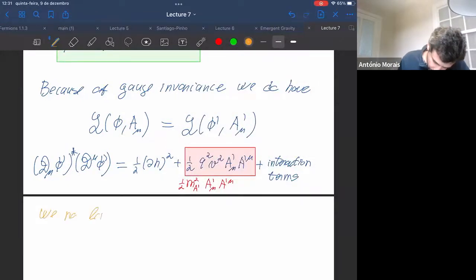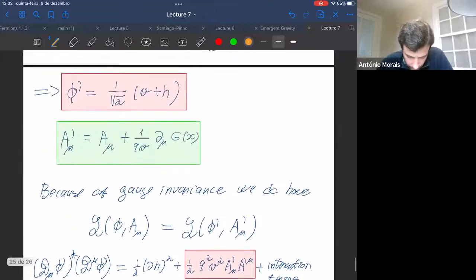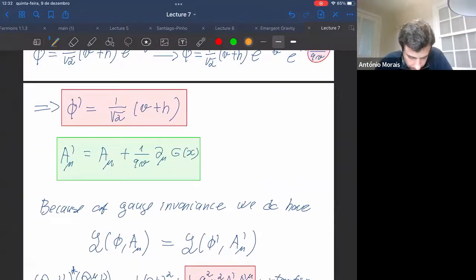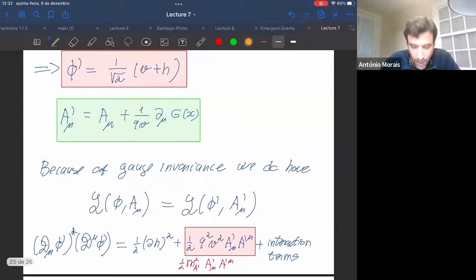We no longer have a term mixing G with A. And you understand why? Because we are using this, we no longer have G in this phi prime. So this drops out from the degrees of freedom here, provided that we use A prime as well.